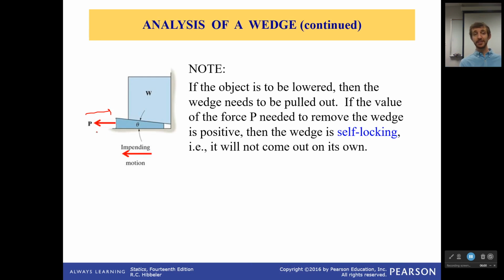Second thing to note is that if that force P that you are required to pull it out is positive, then the wedge is self-locking. It means if you let it go, it would stay there on its own. If it's negative, then it means that you didn't actually need to apply any force to pull it out. It's just going to happen. We're all about impending motion, so that's why you might solve for a negative number. How much force do you have to apply to keep it from popping out?